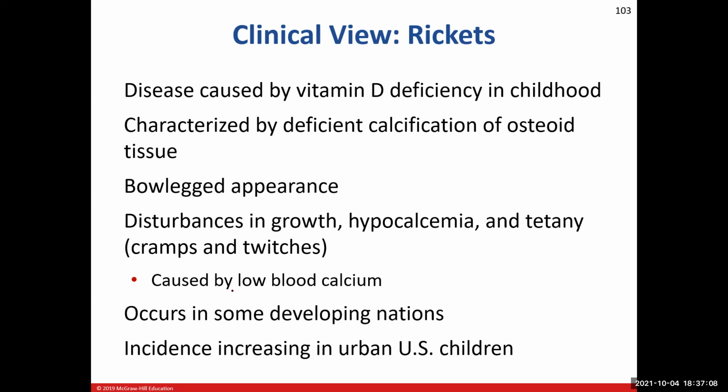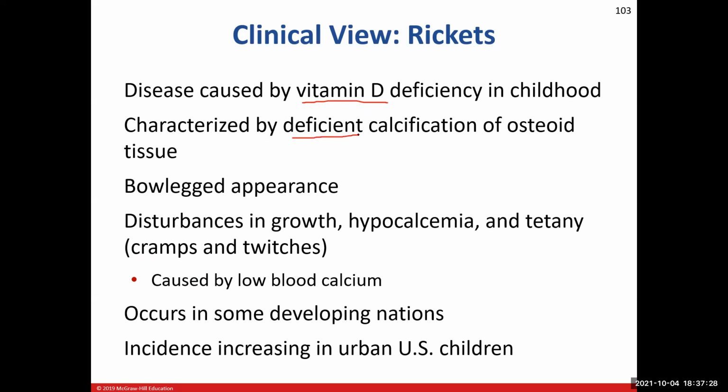What happens is you have a vitamin D deficiency. And we already know what vitamin D does. It helps to increase blood calcium levels. So if you're low in vitamin D, then most likely you're not going to have a lot of calcium available, so you're going to be calcium deficient.